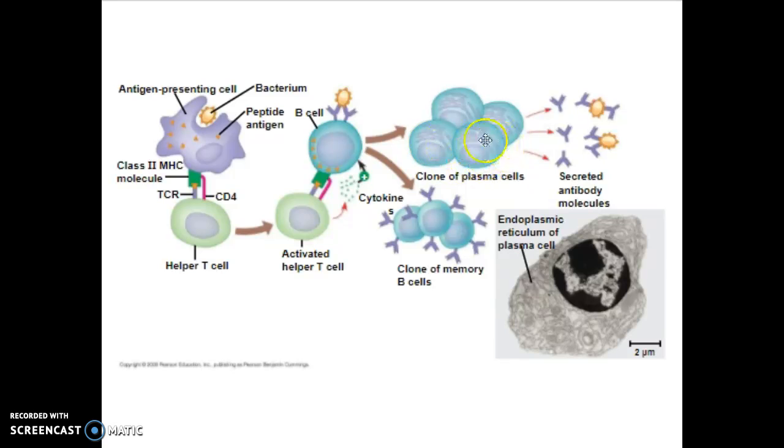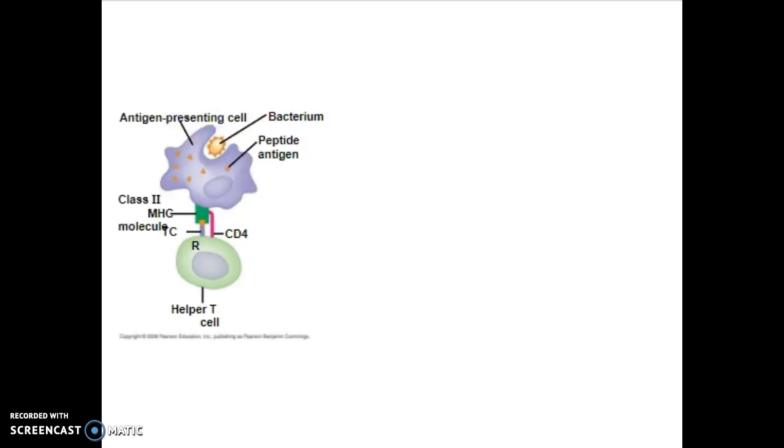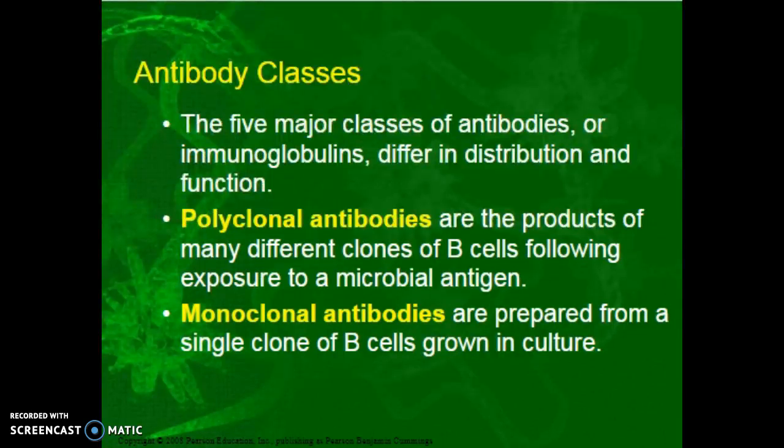That's that clonal selection. And then they are going to lyse and they're going to release these antibody molecules that are then going to break down different bacteria that are presenting themselves. We're also going to have memory B cells that are created to accelerate that process next time. So this just sort of walks through that.